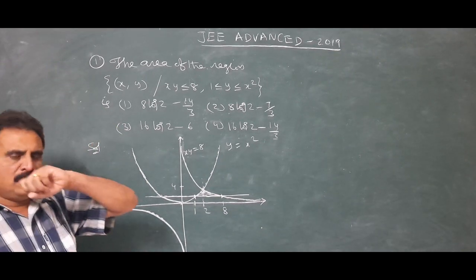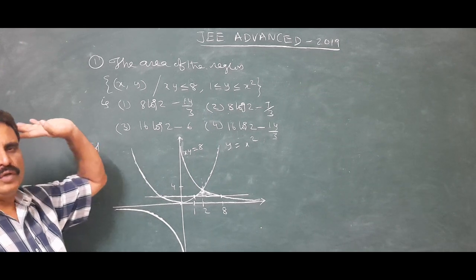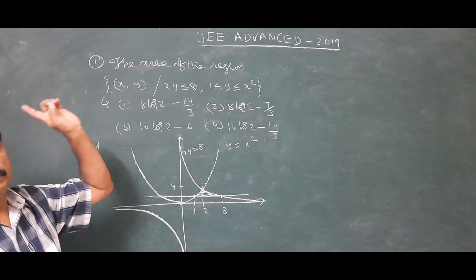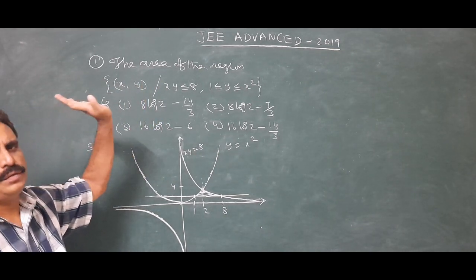Question number 1. This is a single answer type question, only one correct option. It belongs to Section 1, Paper 1 of 2019 JEE Advanced. Very simple question. Look here.